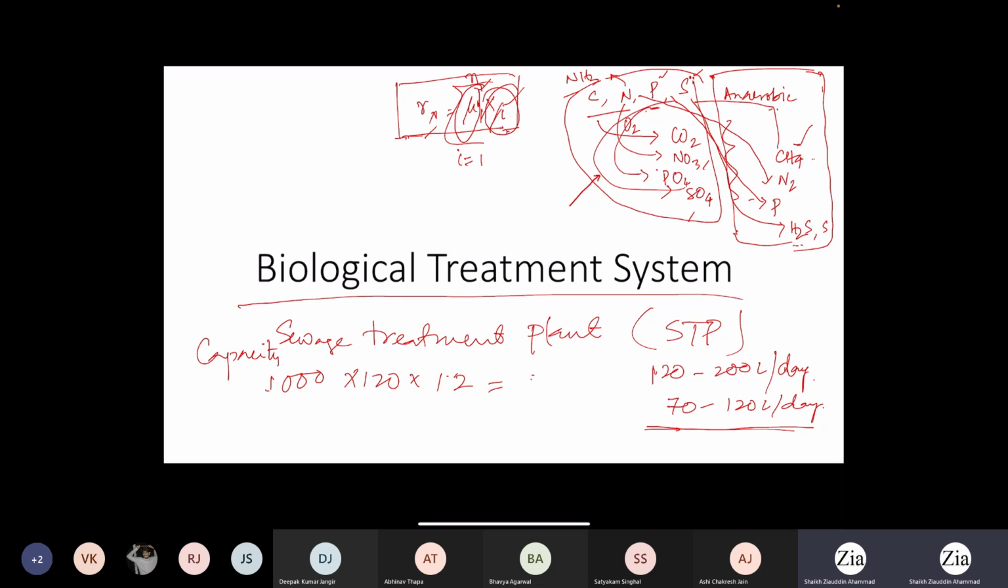So if you need to capture the entire sewage, you have to have sufficient treatment capacity to handle the entire sewage. Now, in this sewage treatment plant, first you will have a screen. It is bar screen.